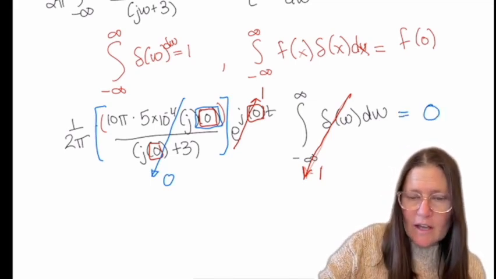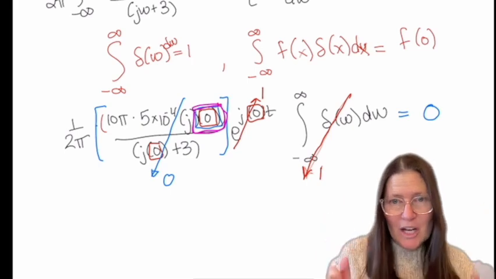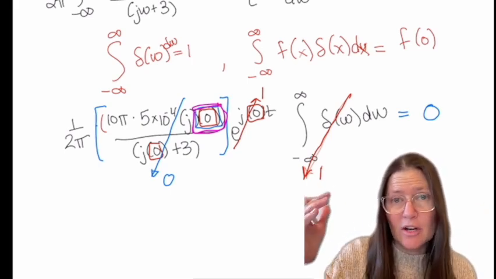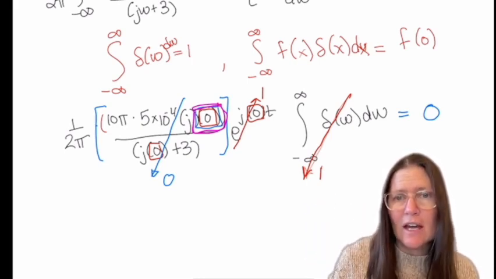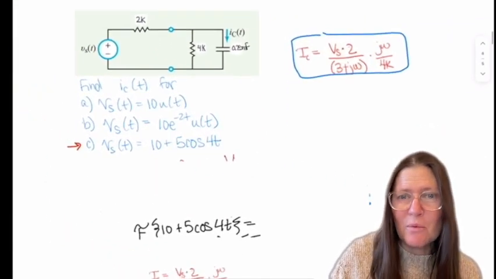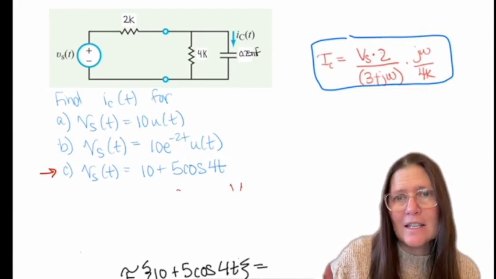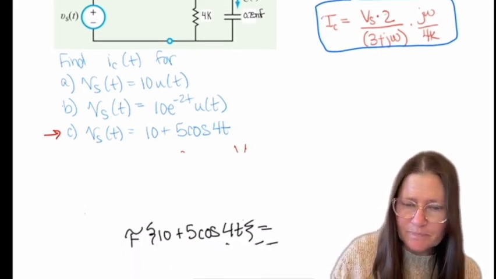So this is a good note: if we have a quantity that has a 0 or an omega in the numerator and it's a delta function right at 0, that term will go to 0. So now I'm going to move back to the problem that we derived in class. We found that IC is defined by this equation, and then we want to put in our input, which has that cosine on it.